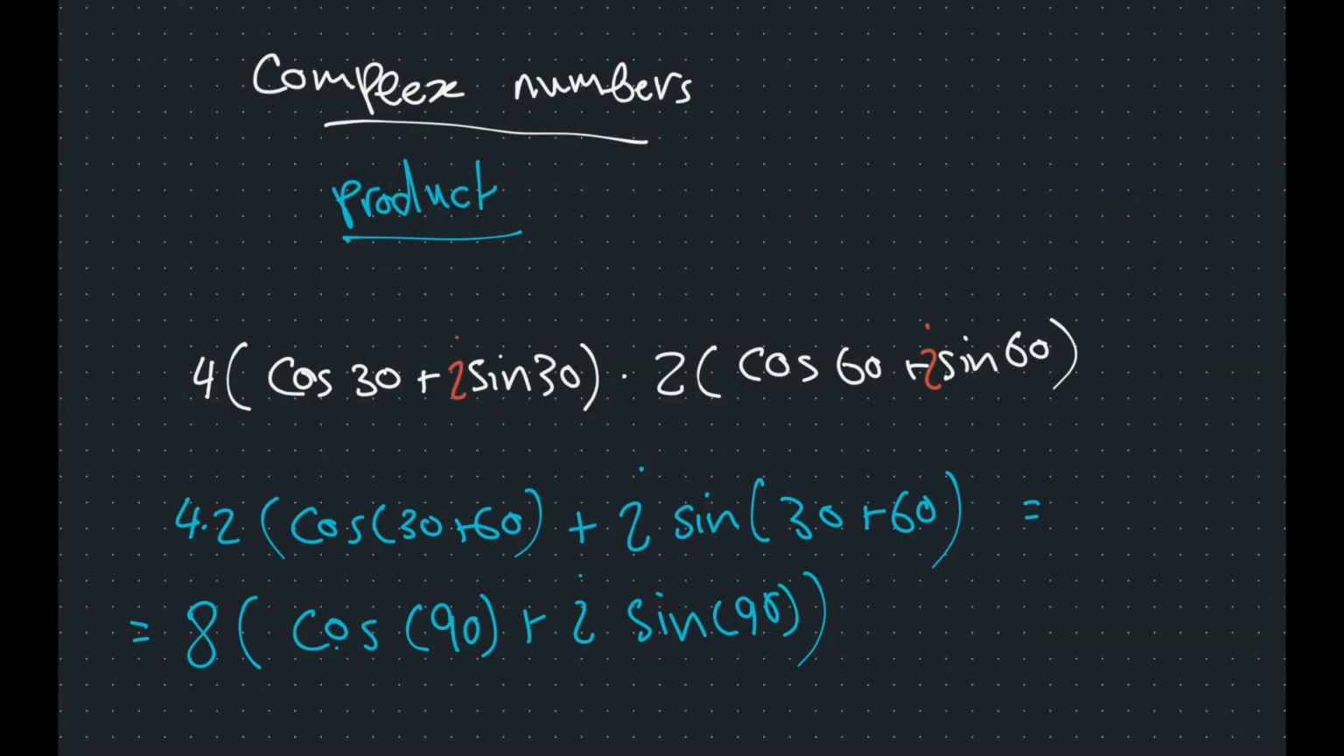And this is our answer. Now, of course, we can simplify it because we know cosine 90 is equal to 0. Therefore, the answer is 8i sine 90, and sine 90 is also 1. So the answer is 8i.